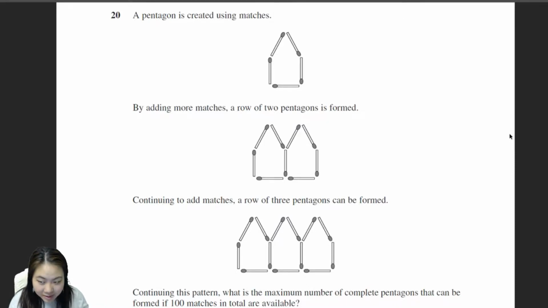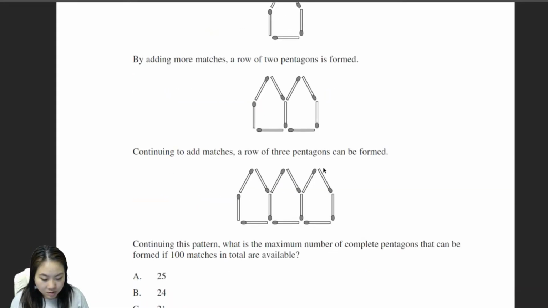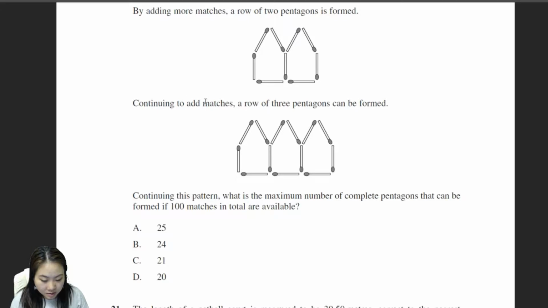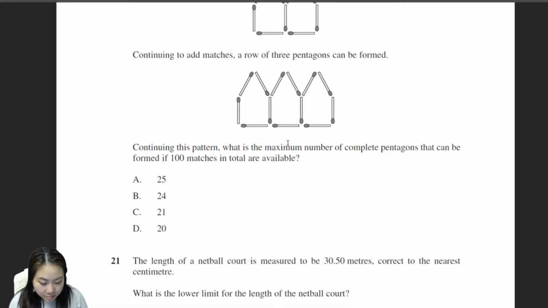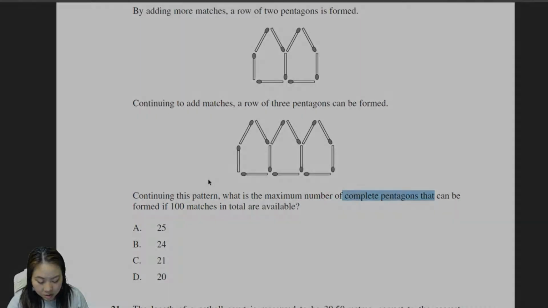Getting through them. Let's keep going. 20. A pentagon is created using matches. By adding more matches, a row of 2 pentagons is formed, and continuing to add matches, 3 can be formed. Continuing this pattern, what is the maximum number of complete pentagons that can be formed with 100 matches in total?